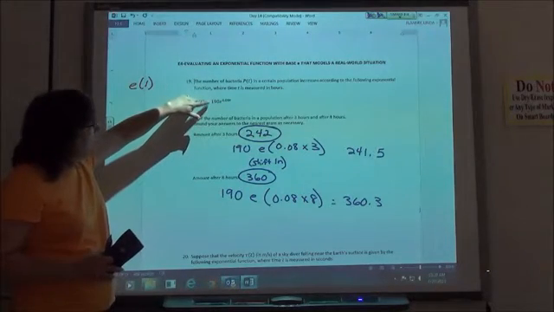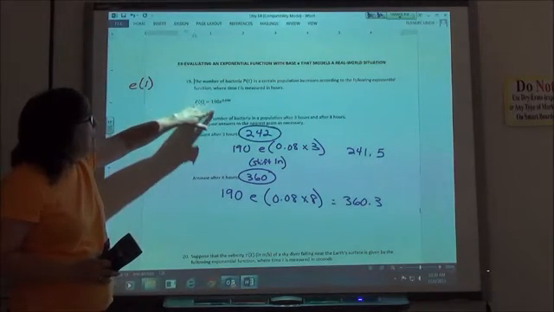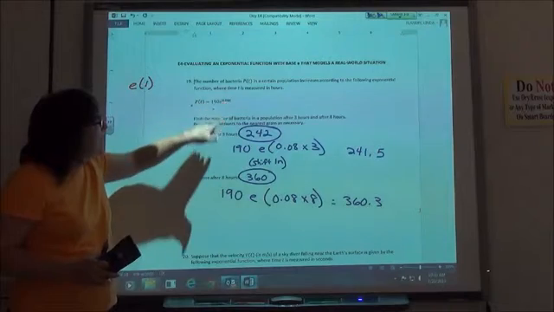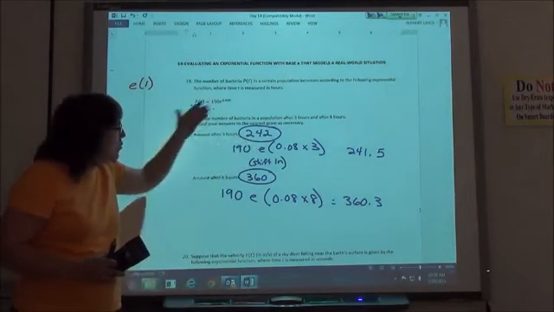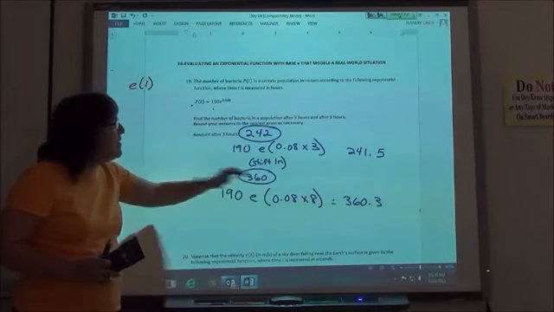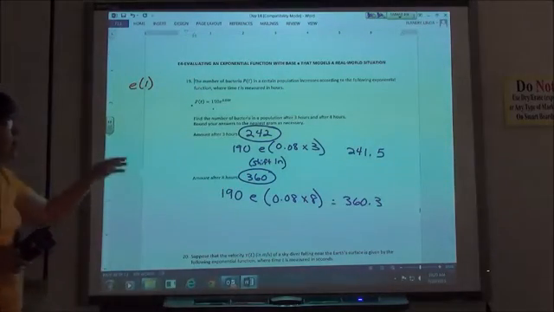So I started with a population of 190. It's increasing at 8%. After 3 hours, I have 242. After 8 hours, I have 360. It's slowly getting bigger and bigger and bigger.